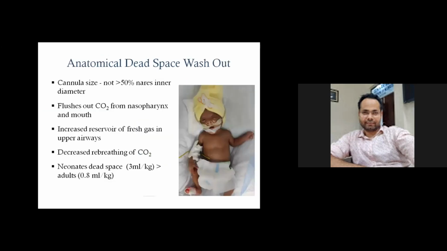So how does it help in anatomical dead space washout? Ideally, we should use a cannula size which should not be more than 50% of the inner diameter. It causes the flushing of the carbon dioxide from the nasopharynx and mouth. Initially, when the baby is not on respiratory support, once the baby exhales, there is accumulation of carbon dioxide in the nasopharynx. Next time the baby breathes, it rebreathes the carbon dioxide from the nasopharynx because of the dead space. What HFNC does is cause the inflow of fresh gas in the nasopharynx and flushes the carbon dioxide out from the nasopharynx and the mouth, and hence causes decreased rebreathing of carbon dioxide.